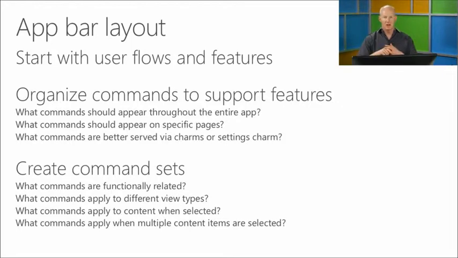And then what commands are contextual? So if I select an item, what commands do I want to show to work with that item? If I select multiple items, what commands should I show? And then, what commands might be better served by moving them off to being like a settings, in the settings flyout or something along those lines. Once I've got those commands organized, it's really easy for me to see command sets that I can create and move those to the app bars, right?